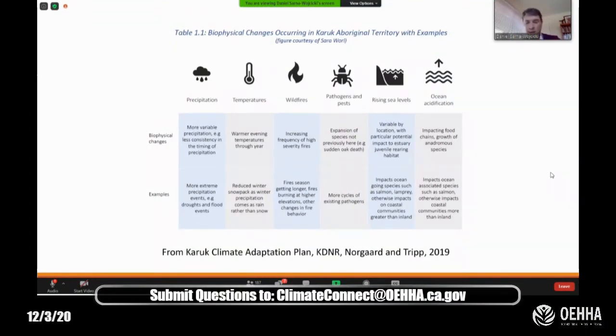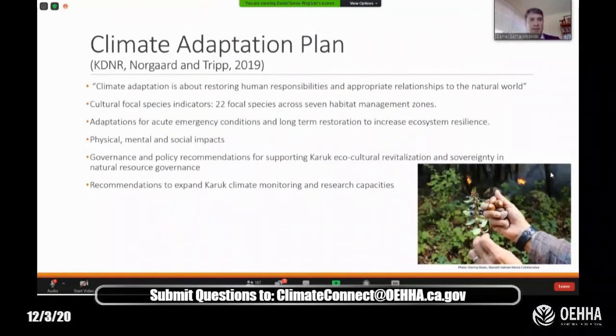In terms of wildfire, again, tracking what we've been hearing, longer fire season, an increase in wildfire frequency and severity, and an expansion of the area susceptible to wildfire. So the Karuk tribe is taking some proactive steps to address this.